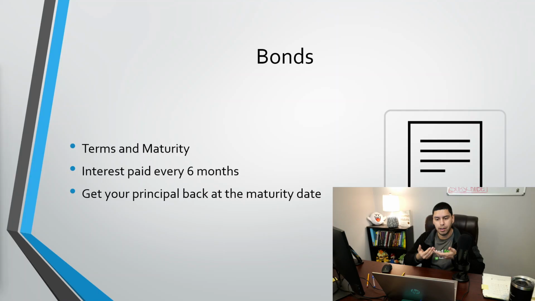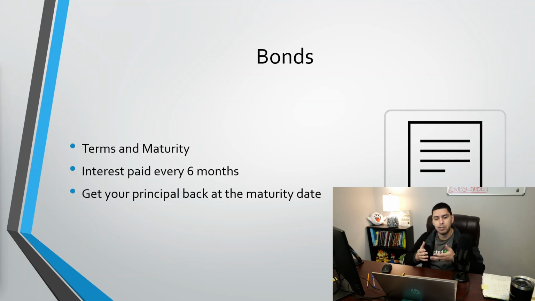So let's talk about the terms and maturity of bonds. Let's get right into it. Let's say that you lend money to the US government, but when can you expect to get your money back? The contract of the bond will say how long they want to borrow money for, whether it's 5 years, 10 years, or longer, whatever it is.